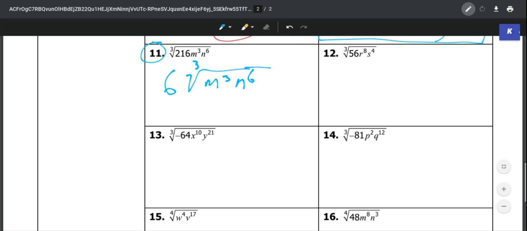Now, the only thing that changed here was that now our index is 3. That means we can only take out these variables with exponents in groups of 3 for them to come to the outside of the radical. So if we look at m to the 3rd, that one's pretty easy. m to the 3rd is saying m times m times m. So there's 3 of them. That means that when we bring it outside of the radical, we can bring out one of those. So then we'll be left with n to the 6th.